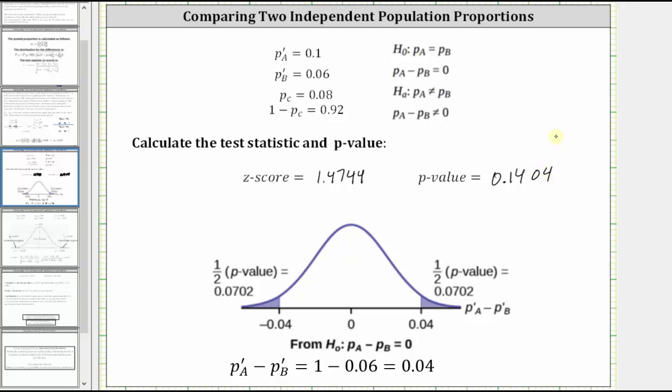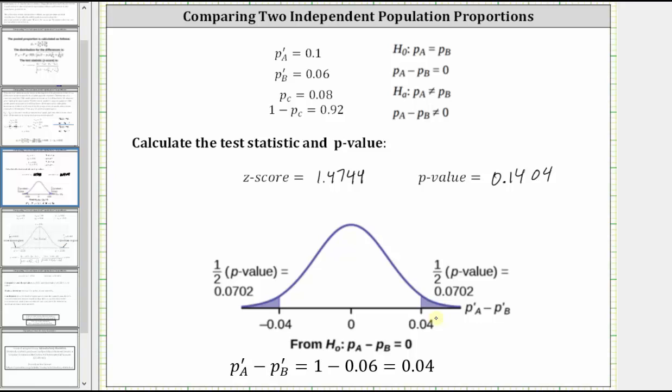If we look at the distribution shown below, if the proportions are equal, the difference is 0, which is why we have 0 at the center of the distribution. The difference of the sample proportions is 0.04, which is why we have 0.04 on the right and negative 0.04 on the left. And therefore the p-value is the total area of the shaded region to the right and left, and therefore each area is equal to half of the p-value, which we can see is approximately 0.0702. So we can also say the p-value is equal to the probability that the difference of the proportions is less than or equal to negative 0.04 or greater than or equal to 0.04.